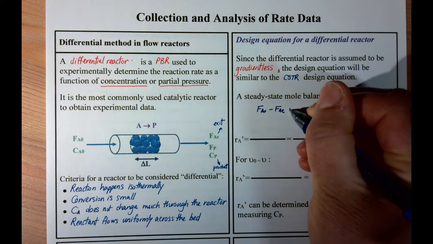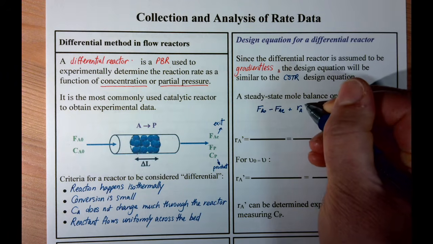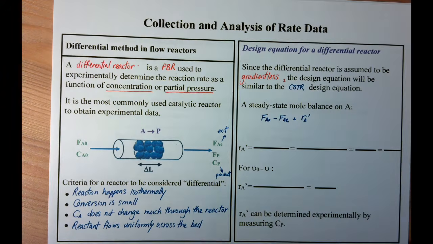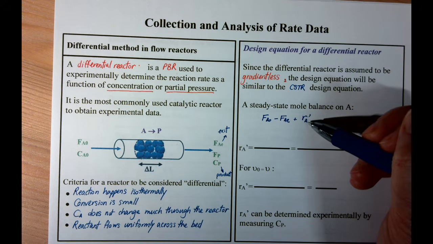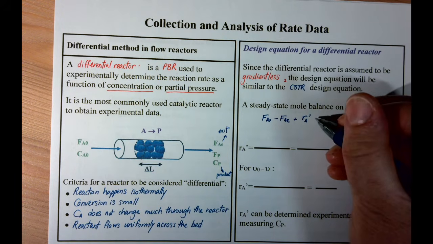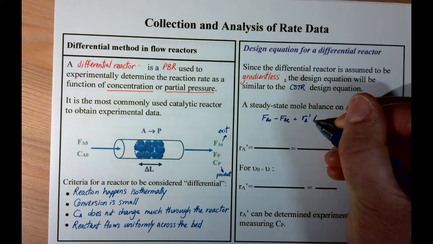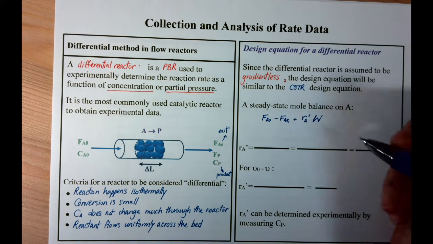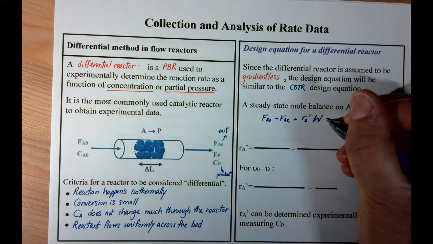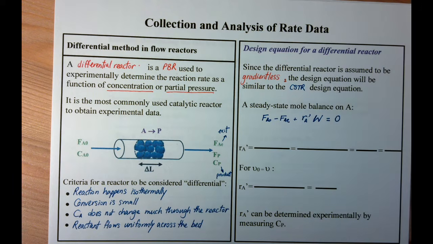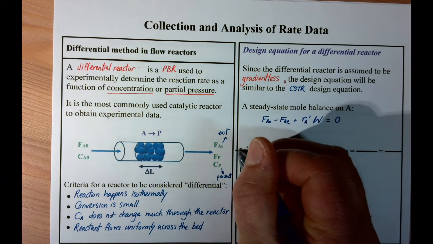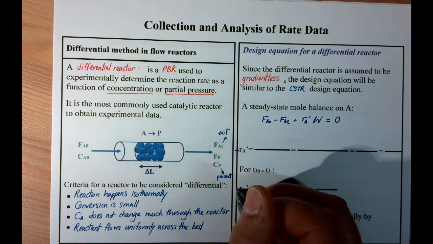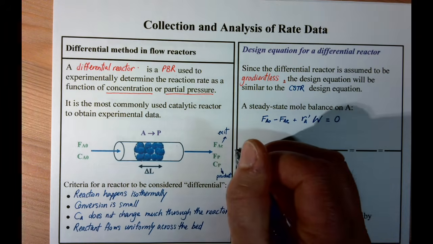plus whatever A is generated inside the reactor. Because it's a packed bed reactor, I'm going to use Ra prime, which is per mass of catalyst, and therefore I'm going to have to multiply it by the mass of catalyst in the reactor. And at steady state, all of this is equal to 0. So from here, I'm missing a minus, negative Ra prime. Please correct this in your notes.